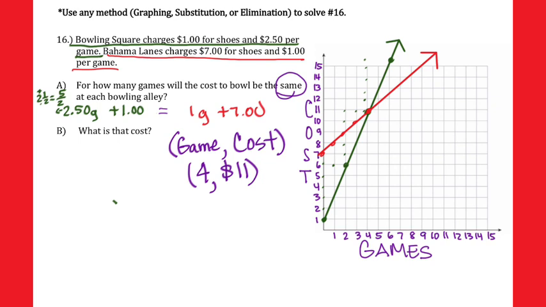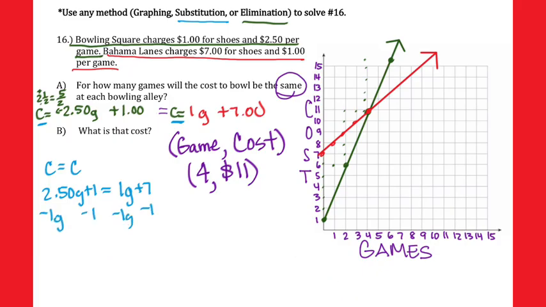All right, so let's say I want to solve by substitution. I know that both of these equations I wrote were C equals. The cost equals for one and the cost equals for the other. So because of that, I know C equals C, so I can substitute them in for each other and say 2.5 games plus 1 equals 1G plus 7, and I solve for the games, and I should get the same amount.